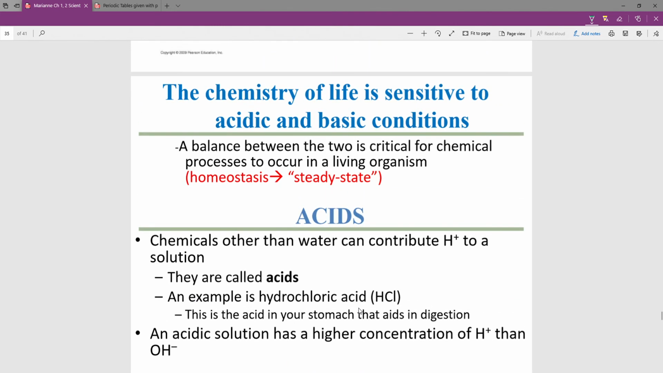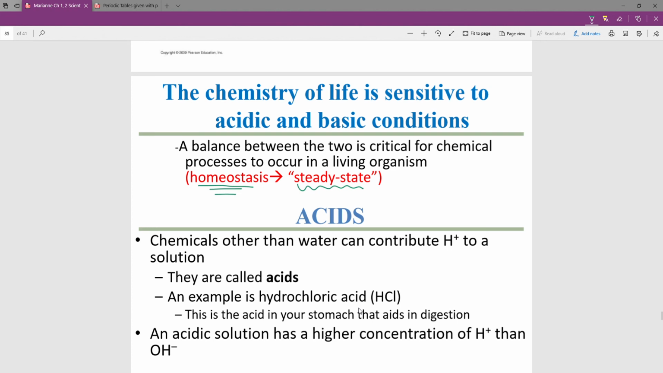So the last topic in this chemistry chapter is that the chemistry of life is sensitive to acidic and basic conditions. A lot of what happens in an organism is trying to balance conditions. We're going to talk specifically about acids and bases, but anytime we're trying to balance or keep things the same, we're talking about homeostasis.